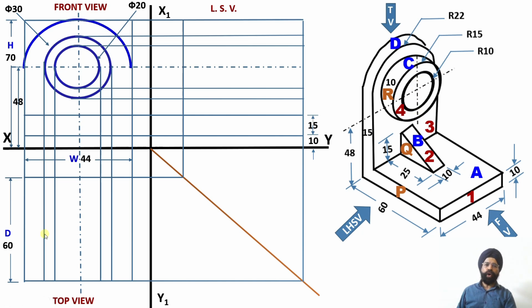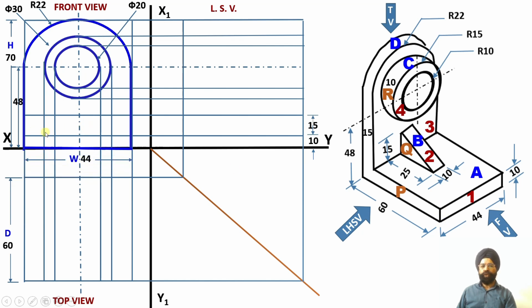Now we have marked all the dimensions in the front view. Now let us complete the front view of this particular solid. Now the radius 22 millimeter has been marked over here. Now we are going to join, please check, the vertical edges of the surface 3. So the vertical edges of the surface 3 have been joined up to the bottom. So this is going up to the bottom because this is also going up to the bottom.